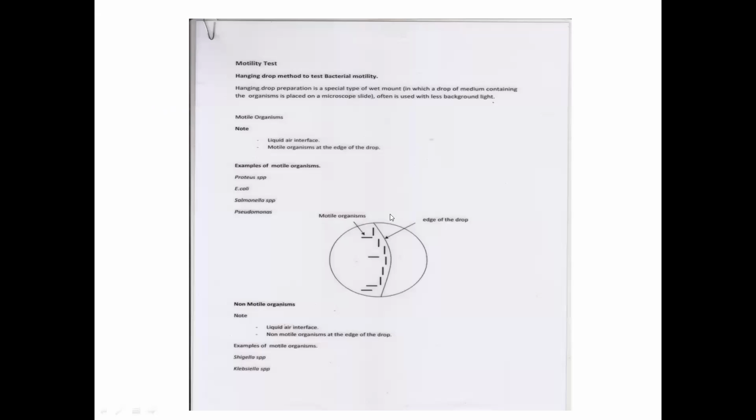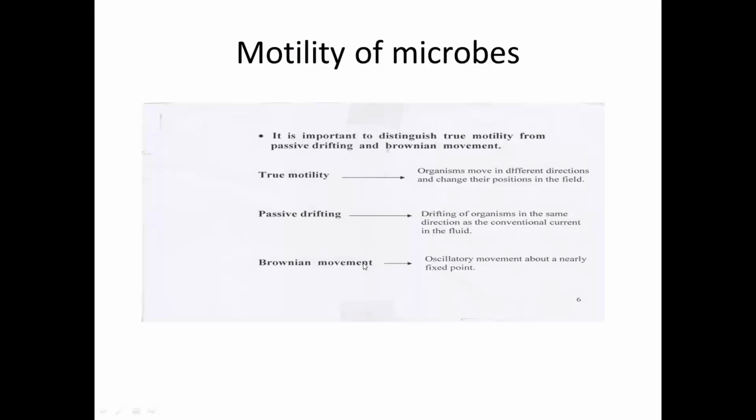Organisms here. This is the margin, the air-water margin, and this is a drop there. So these motile organisms you can see here. This is the same thing, but it's a liquid interface. Motile organisms can be seen.